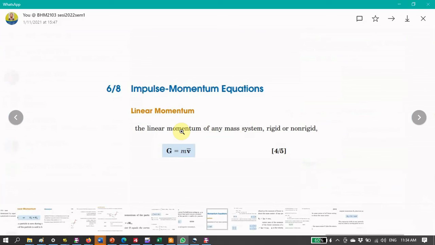The linear momentum equation is similar to the particle. When you look at equation 4.5 here, I'm referring to the equation given by Professor Meriam when deriving this equation. Chapter 4 represents a system of particles and that suits rigid body motion, but actually this equation is also shared by particles. So we have the linear momentum equal to the average value of velocity times the mass of that body.